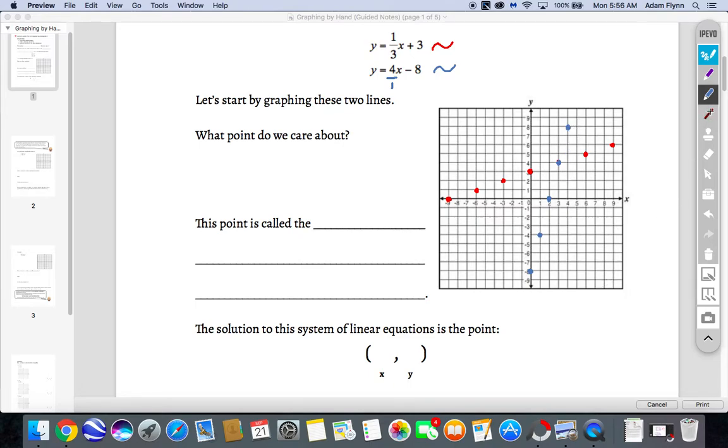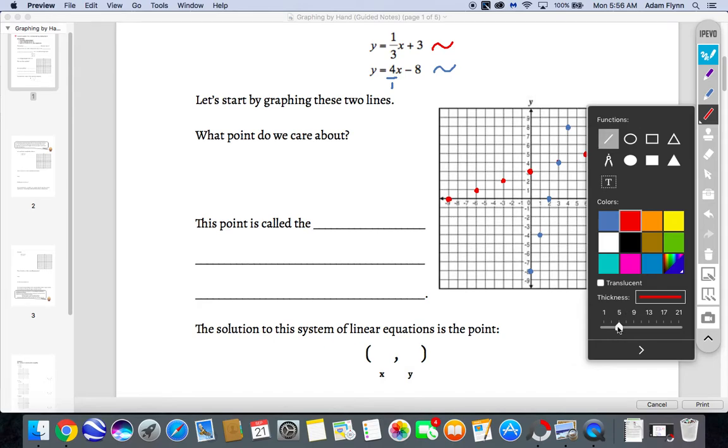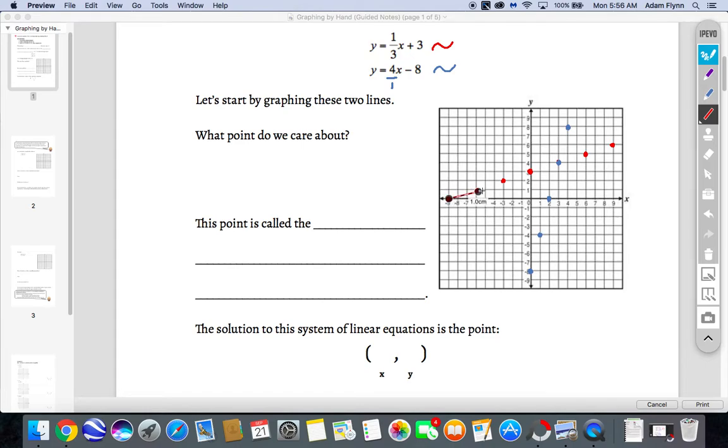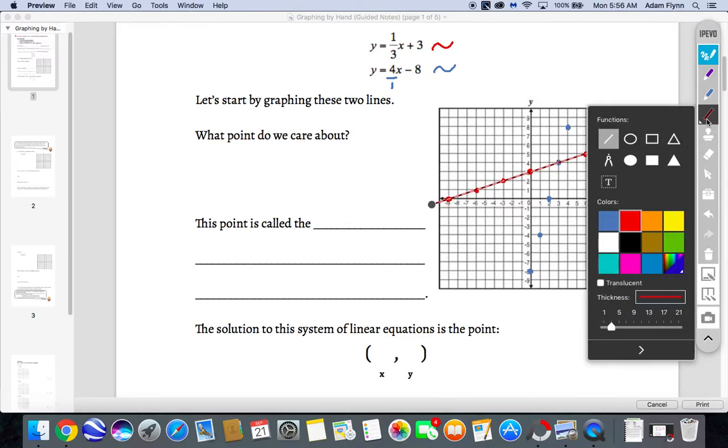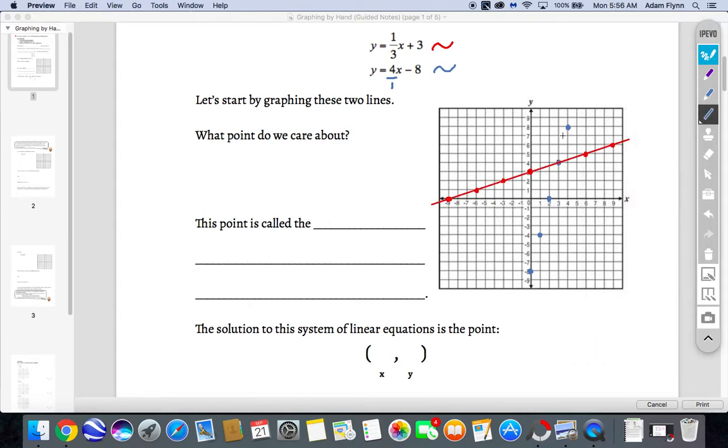So now what I'm going to do, I'm going to make some lines here. Here's my red line. Here's my blue line. Make sure you are always using a straight edge when you are graphing the lines. Very helpful. And because they are lines, I'm going to attach some arrows to both of them.